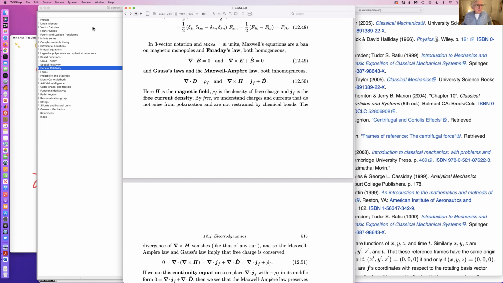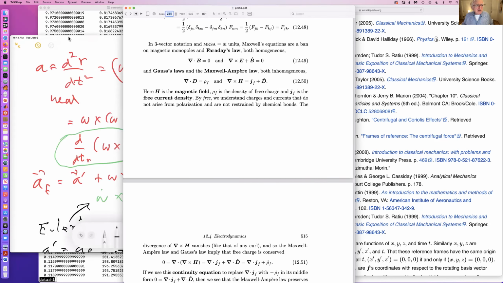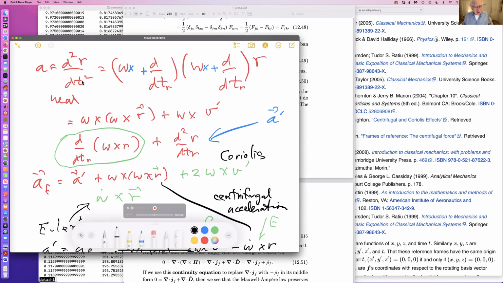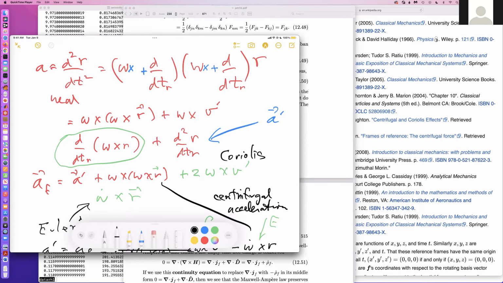Let me try to remember, what are the other topics that you want to cover? I think following up on rotating reference frames would be Lagrange points. That's right. You wanted to talk about Lagrange points. Yes.